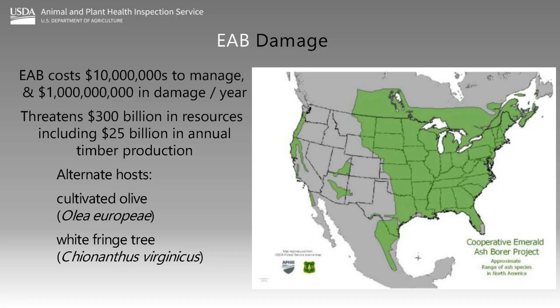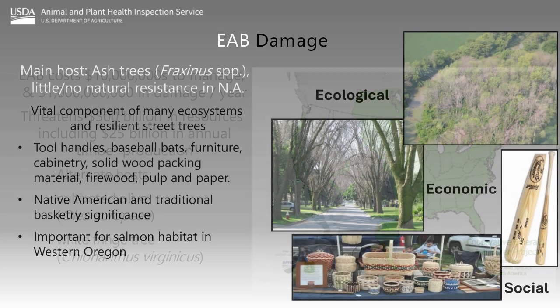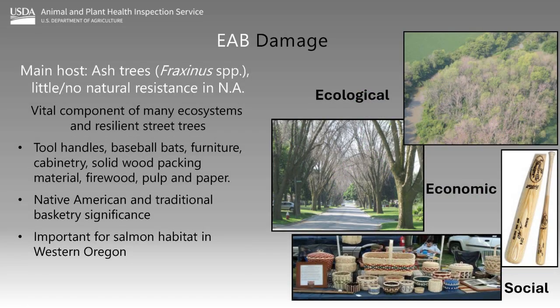EAB is estimated to cost tens of millions of dollars to manage and a total of $1 billion of damage each year. It also threatens about $3 billion in resources, including $25 billion of annual timber production. It has a couple of alternate hosts as well, including cultivated olive and an ornamental called white fringe tree. But the preferred host is ash trees, and there is little or no natural resistance to EAB in our North American ash tree species. Ash are vital components of many ecosystems and also a popular workhorse street tree.